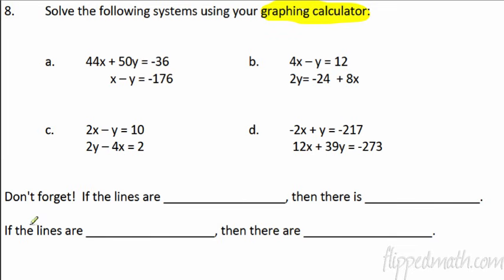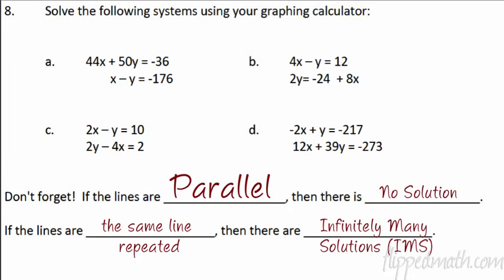But we can't forget, when you're graphing these, if the lines end up parallel, then there's no solution. Remember, because they don't intersect. And if the lines are the same line repeated twice, like the same line on top of itself, when you simplify the equation, it ends up being the same. Then we say there are infinitely many solutions because the 2 lines are on top of each other. So they intersect lots of different times. So that being said, we're going to look at these problems. To solve them in your graphing calculator, I'm going to give you a little review real quick.